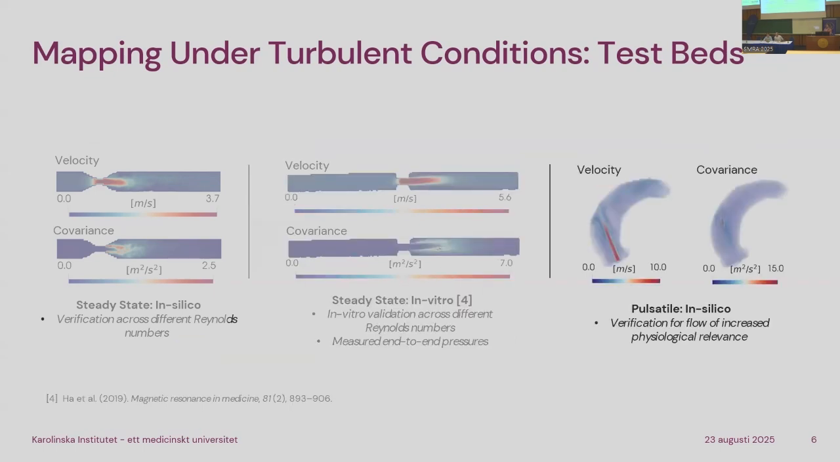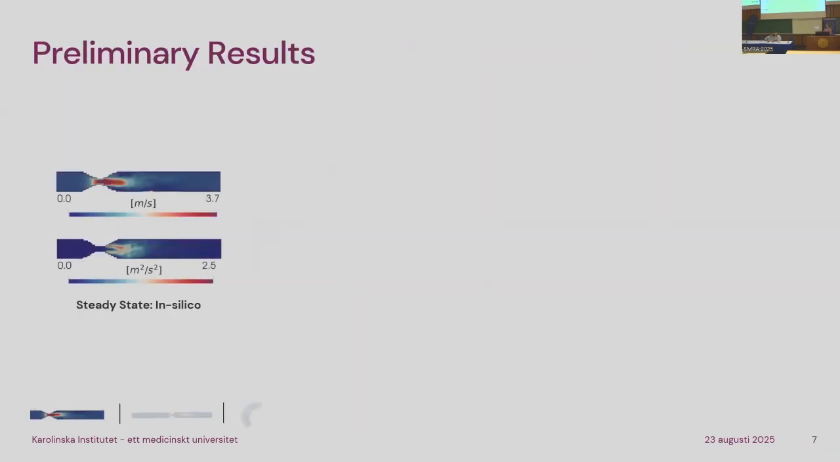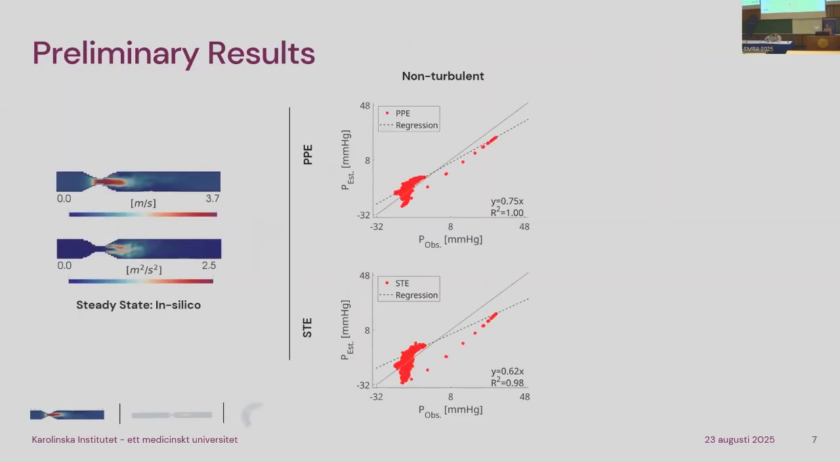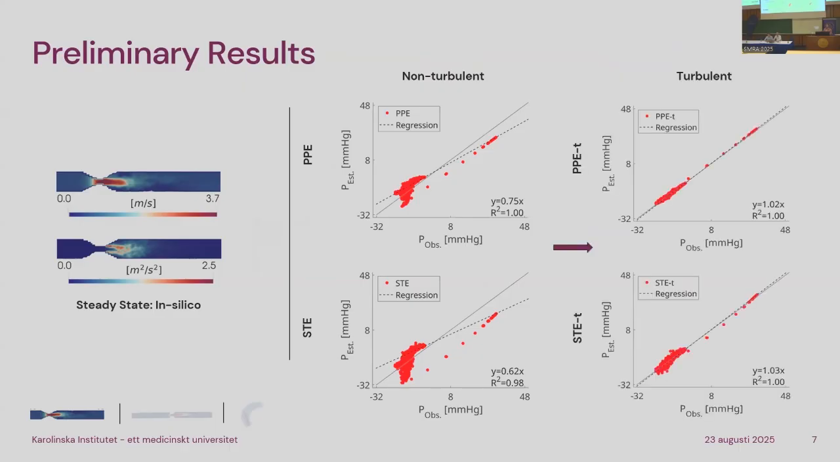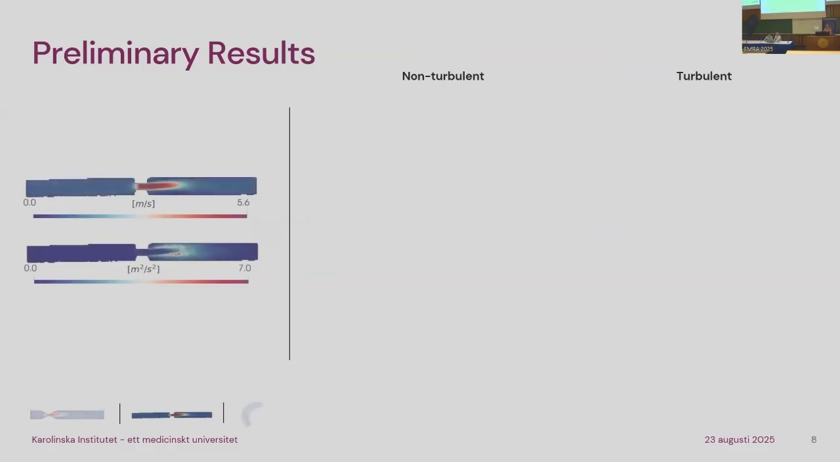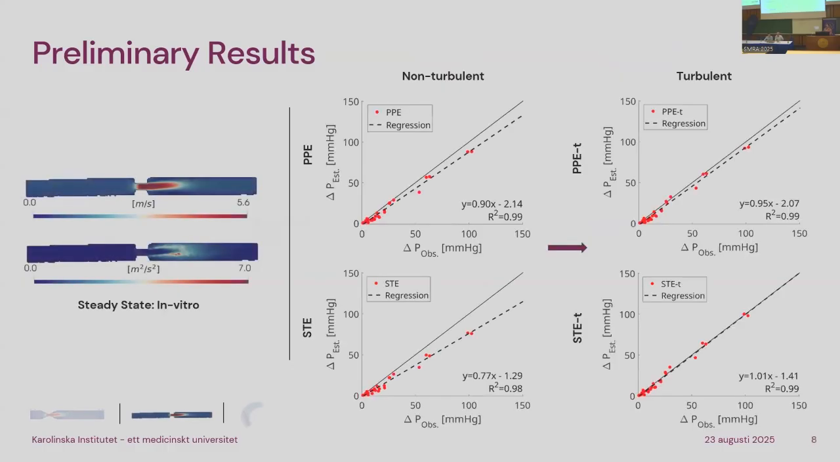And then we have a pulsatile in silico test case from Mia Bonini at Michigan. This is here to have a more physiologically correct flow field. So this is a very severe aortic stenosis. Some preliminary results: if you compare measured pressure against reference pressure per voxel, you see that correlations increase pretty drastically between the non-turbulent and turbulent methods. You see something similar for the in vitro example, for the end-to-end pressures.